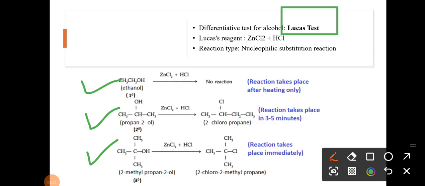So this test is also very important. Please remember which reagent this is. That is zinc chloride plus HCl.